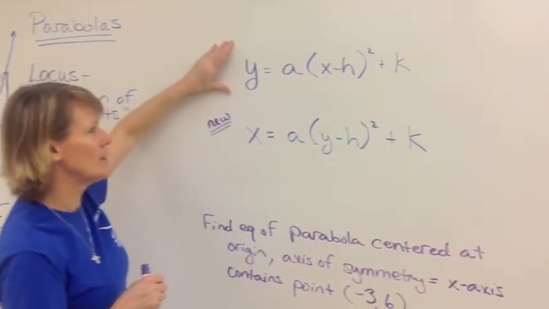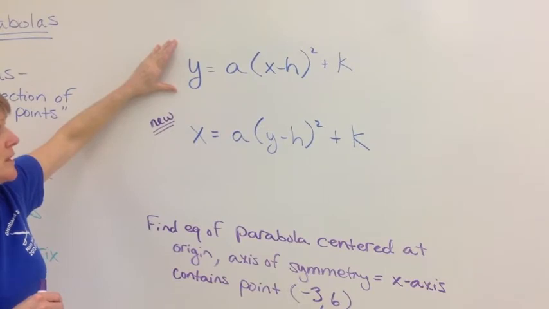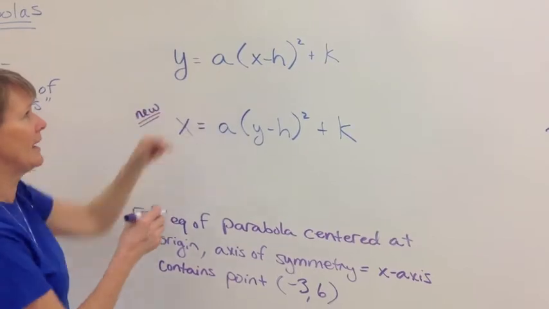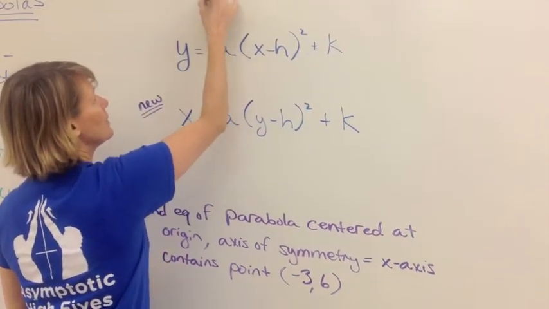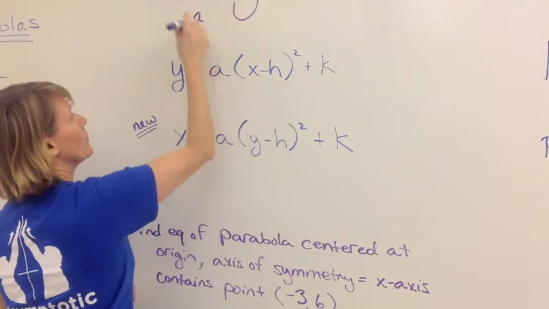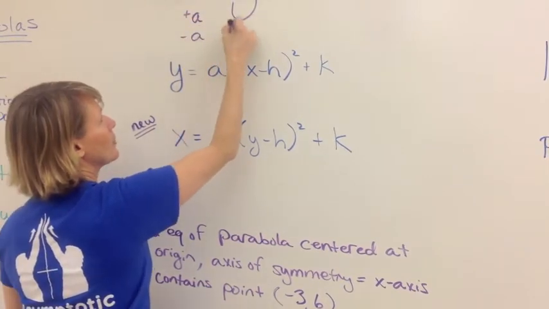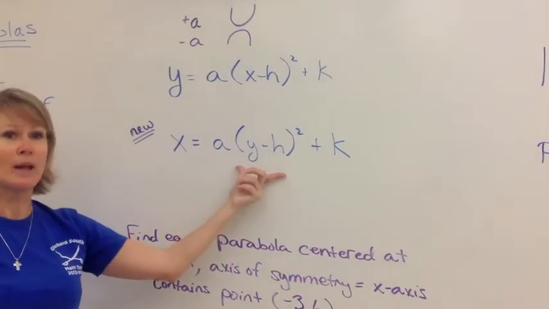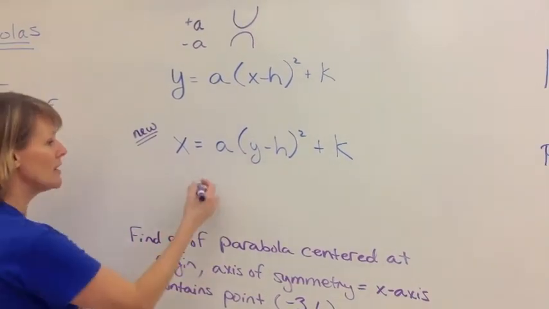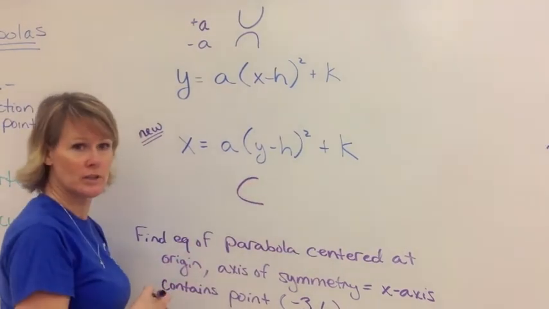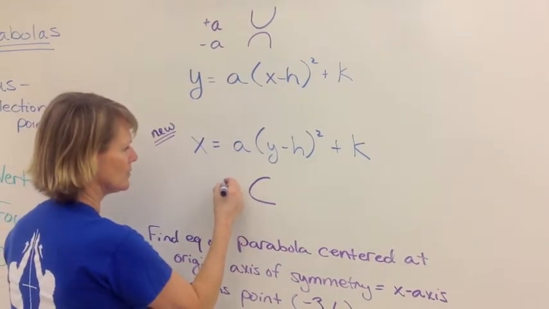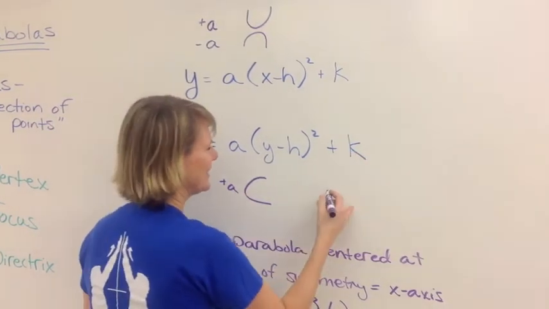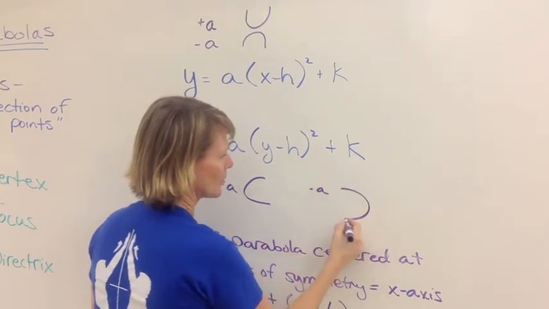This is the equation of a parabola that we've been using. You've seen this before. This is a parabola that goes either up or down. If my a is positive, then my parabola is going to go up, and if my a is negative, my parabola is going to go upside down. This is a little bit new: now I have x by itself and my y being squared. If my y is being squared, my parabola goes to the side. If a is positive, it opens to the right, and if a is negative, it opens to the left.